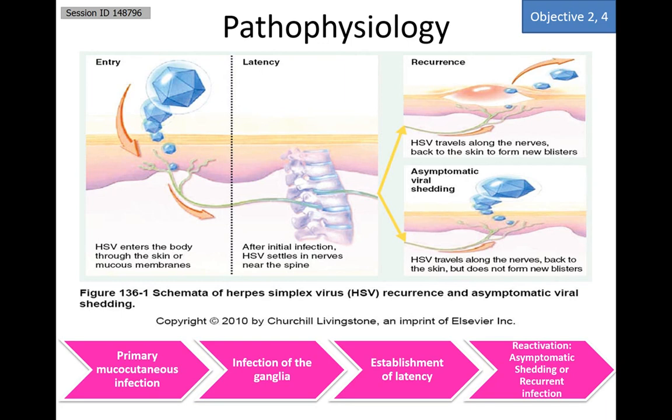And it causes two things. Either it can form a recurrence, which is basically going through the skin and forming new lesions, and once you have that new lesion, you have a recurrent infection. The other path is that it goes through the skin but doesn't cause any new lesions, yet there is shedding of the virus. So patients can also transmit this virus to their partners without being symptomatic. In both cases, it's highly infectious. Once patients have HSV, they'll have it for life. There is no cure for HSV, and it's going to keep recurring depending on the patient and the type of infection, HSV-1 versus 2.